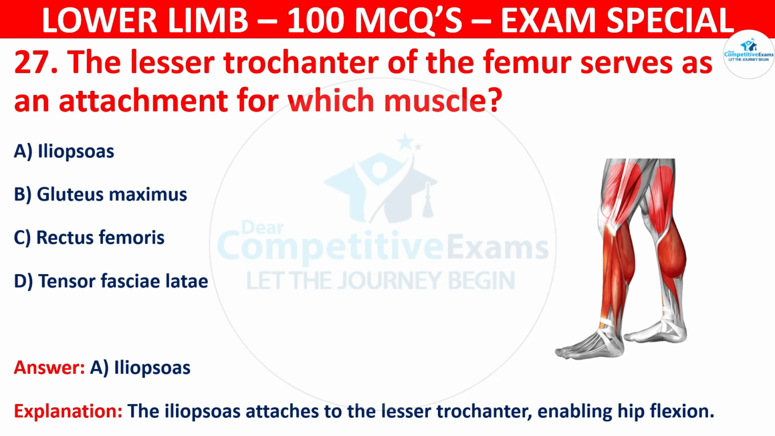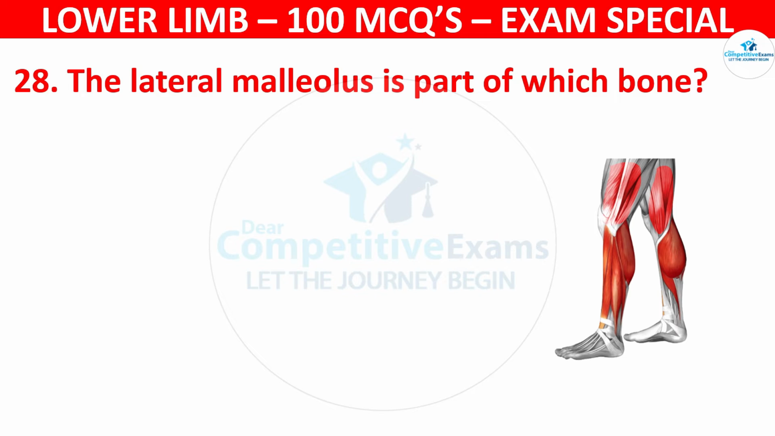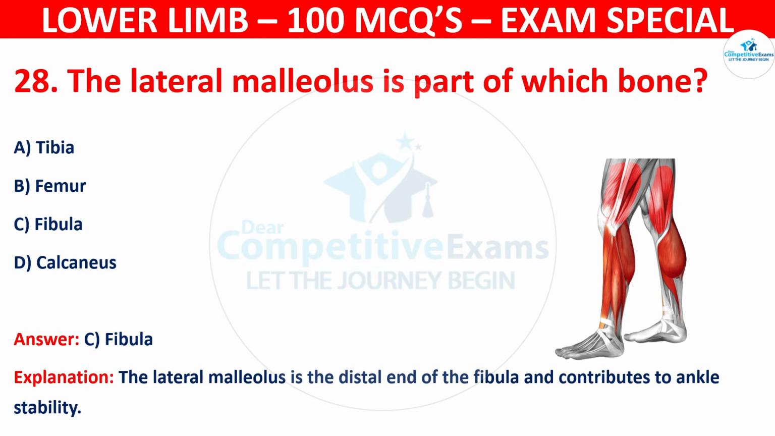Question number 28. The lateral malleolus is part of which bone? Your options are tibia, femur, fibula, or calcaneus. The correct answer is C, that is fibula. The lateral malleolus is the distal end of the fibula and contributes to ankle stability.